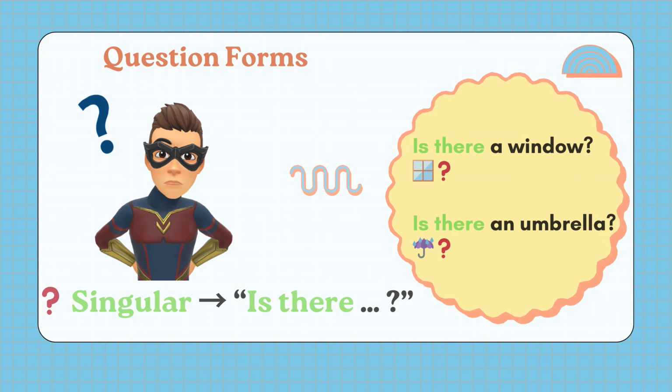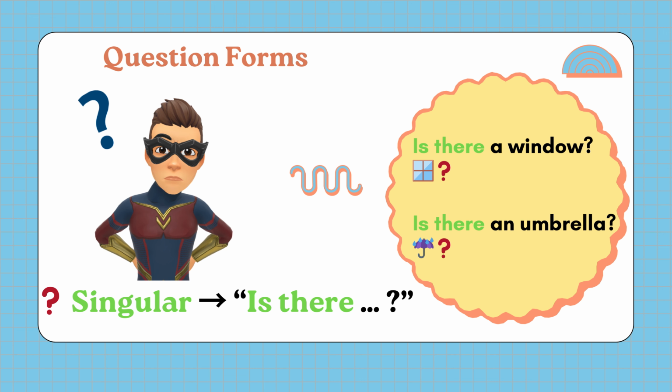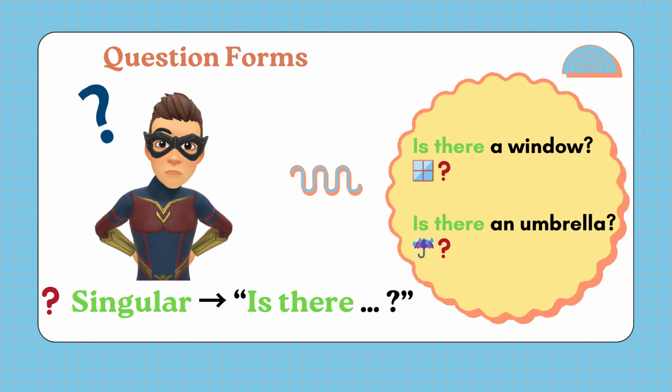When asking about just one thing, we use is there. For example, is there a window? Is there an umbrella? This structure is used only for singular nouns, when we're asking about one item. Up next, how to ask about more than one thing using are there?